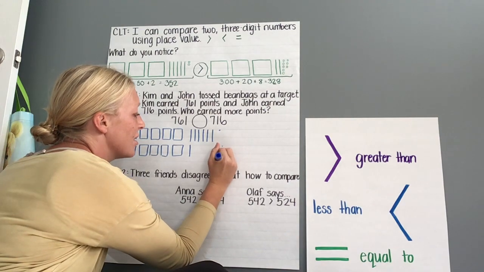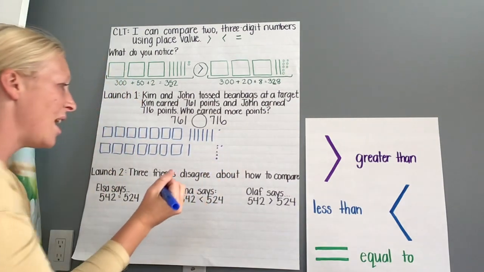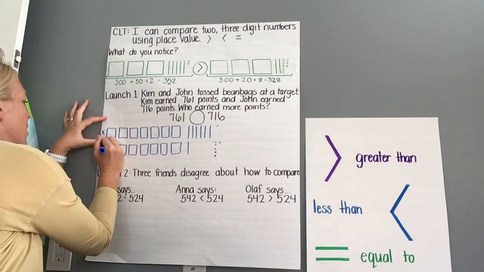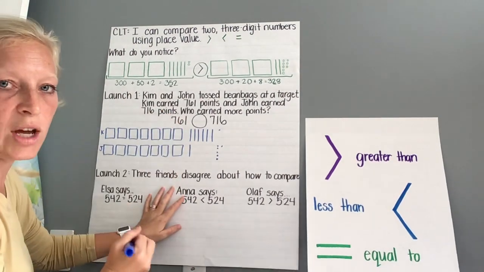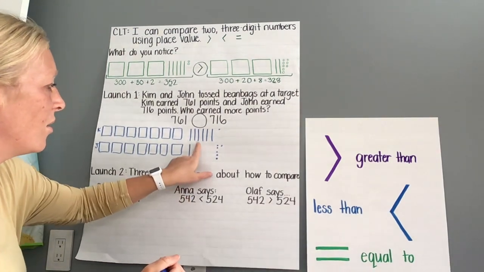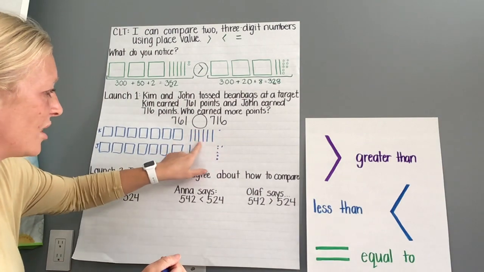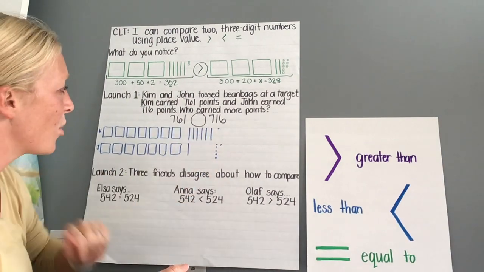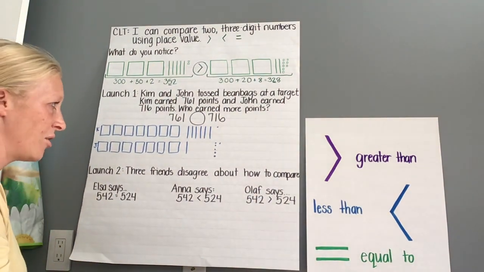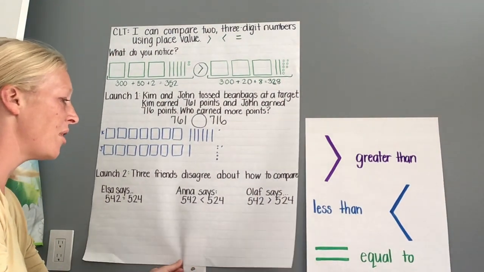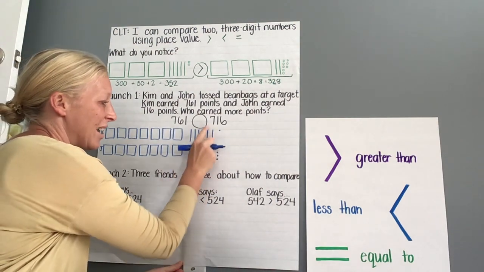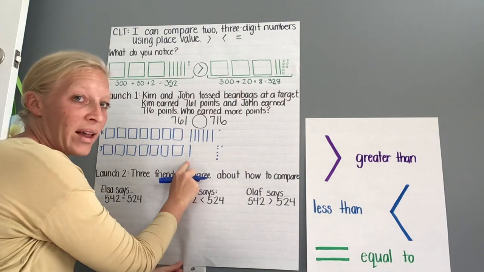Yes, the tens is different. So when we take a peek at these two numbers, here's Kim's, here's John's. What do you notice about them? Oh, there are 5 extra tens, aren't there? So which number is bigger? 761. And how do you know that? Right. Our tens, there's more tens than there are ones.